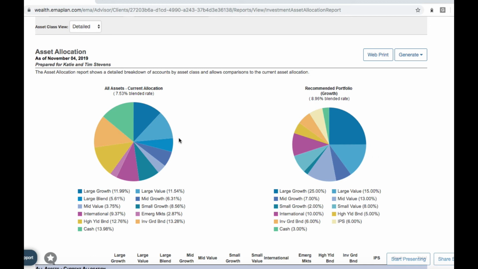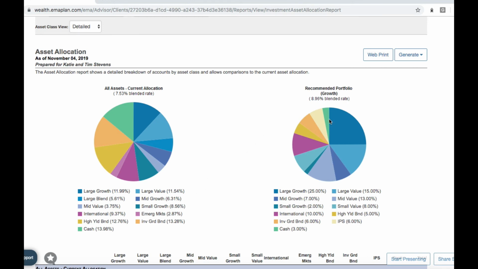And sometimes it's hard to wrap your head around all of these different accounts and how much risk you're taking. So what this will do is bring it all together and look at it as a whole. And so you can see with all 4 accounts, let's say, how much large cap growth do you have? How much large cap blend do you have? How much emerging markets are you in?